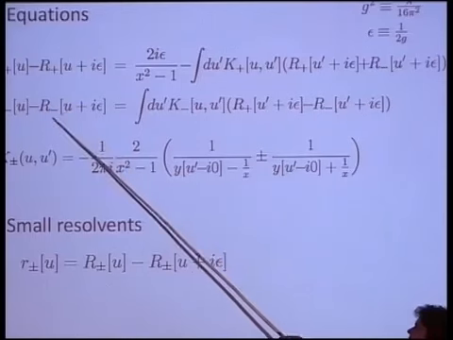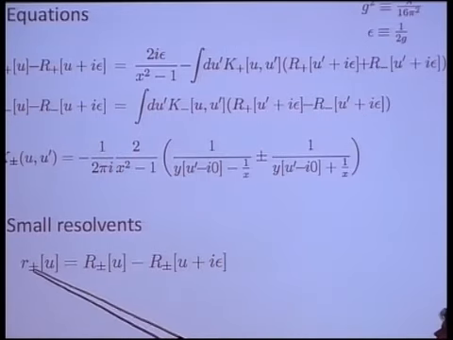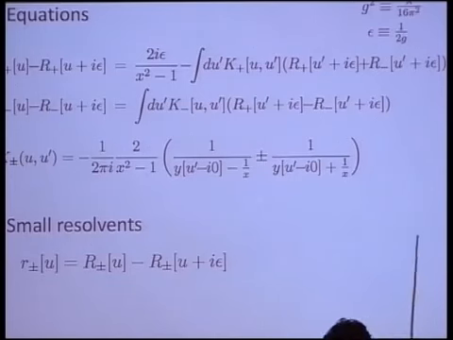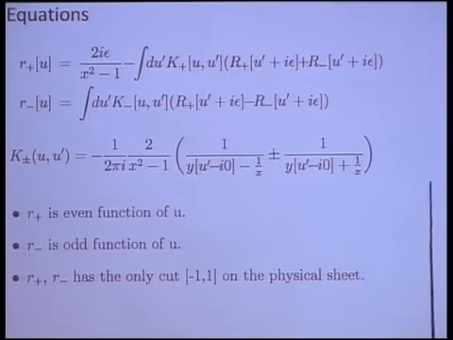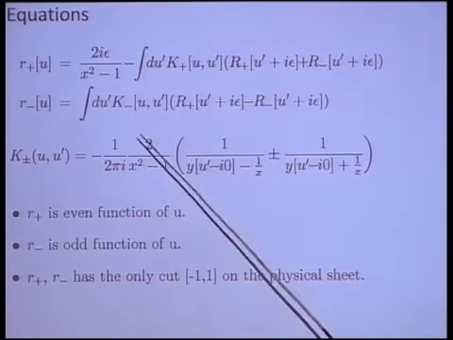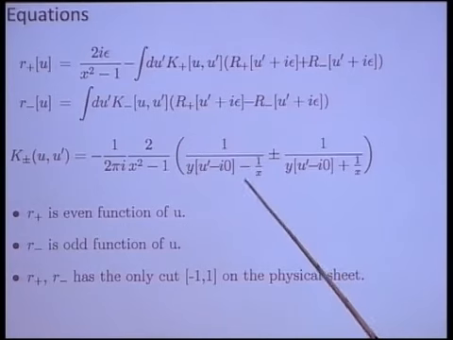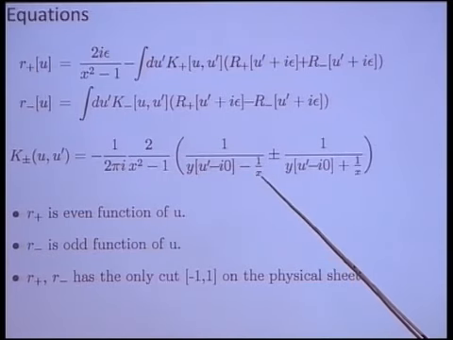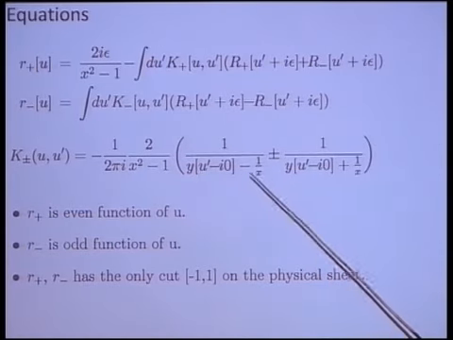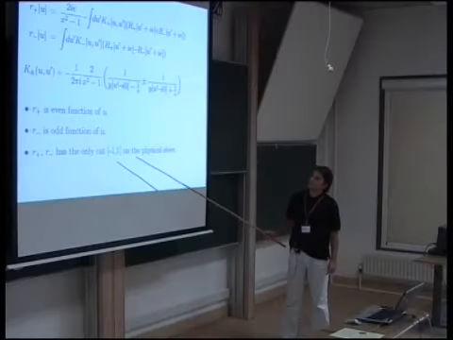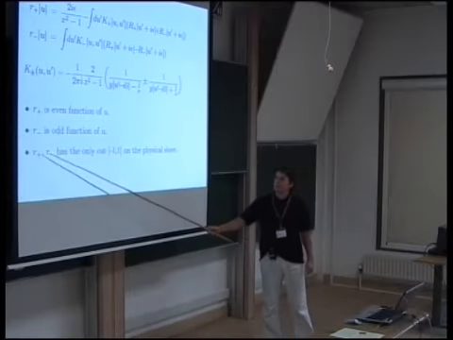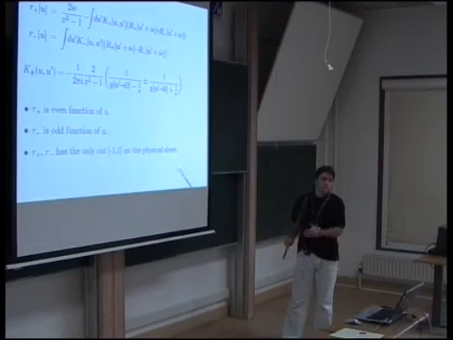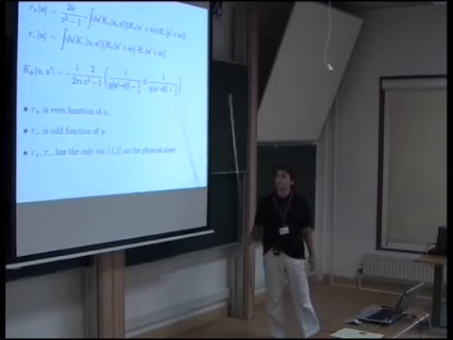If you look at the left hand side, we see that it's a good idea to introduce so-called small resolvents, and then the left hand side will be simpler. But why did I do this? From the structure of the kernel, I see that these small resolvents have a good parity, because u to minus u corresponds to x to minus x, so the resolvents have precise parity. It is also a very important property that R plus and R minus have the only cut from minus 1 to 1 on the physical sheet. How can we see this from this equation?